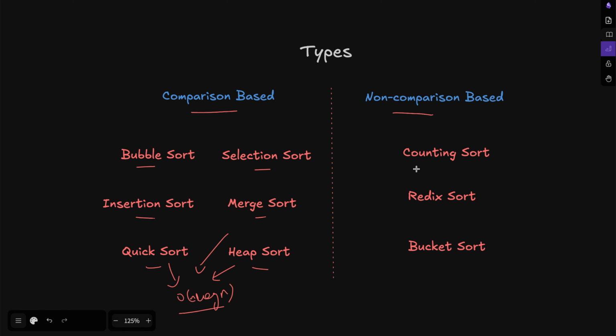In the non-comparison based sorts, we first have the counting sort. In counting sort, the algorithm works by counting the number of occurrences of each distinct element. It is efficient for sorting integers within a specific range. Then we have the radix sort, which sorts elements by processing individual digits or characters. It is efficient for sorting integers and strings. Then we have the bucket sort, which distributes the elements of an array into a number of buckets. Each bucket is then sorted individually, either using a different sorting algorithm or by recursively applying the bucket sort algorithm.